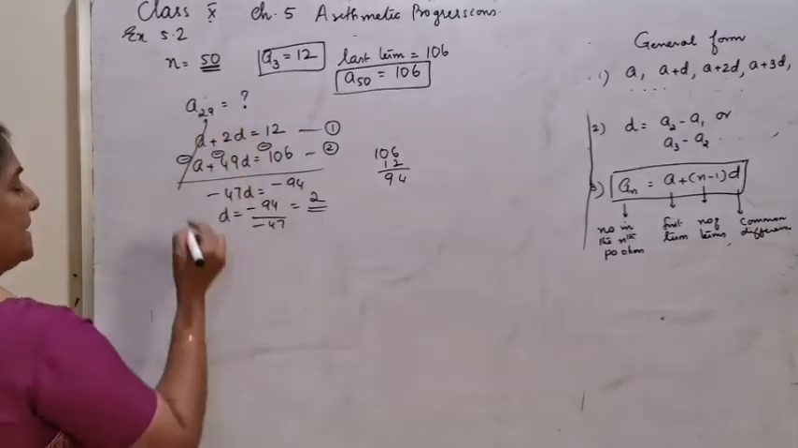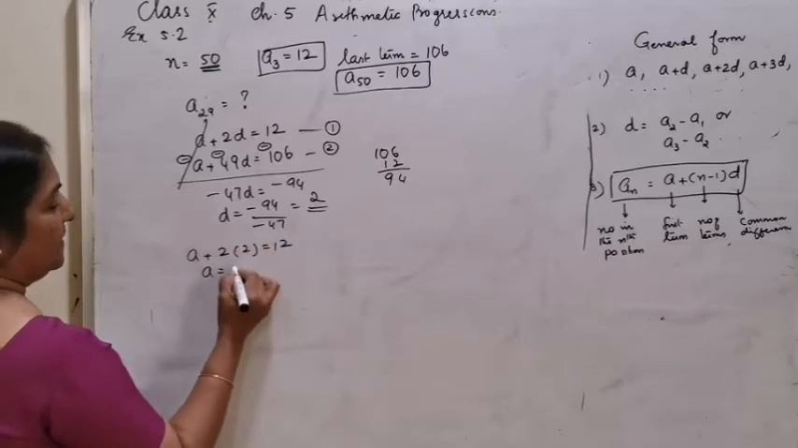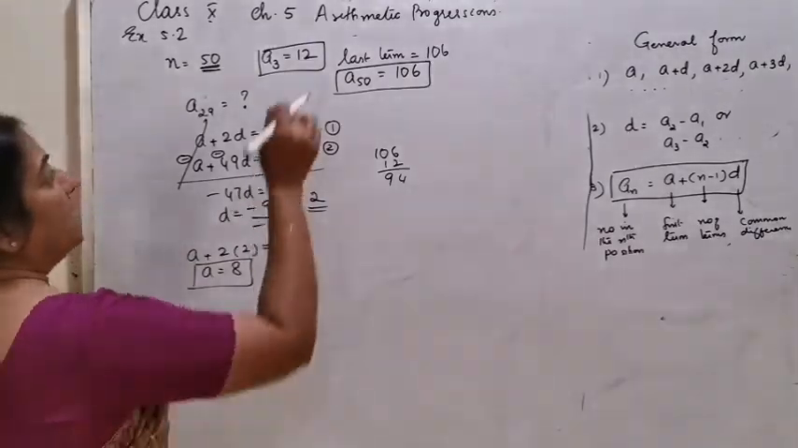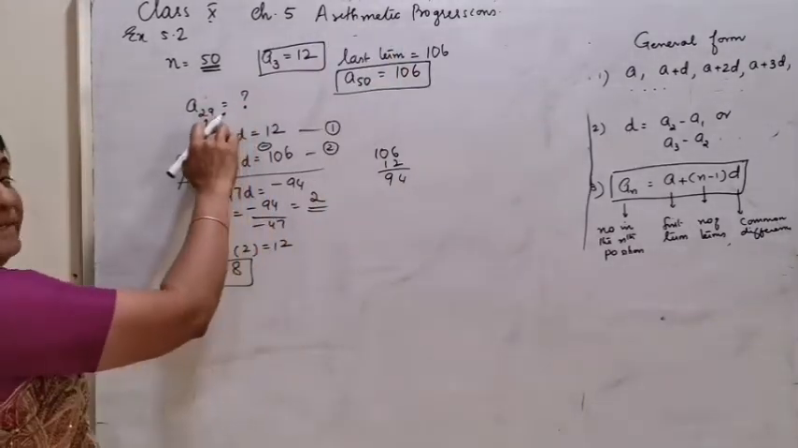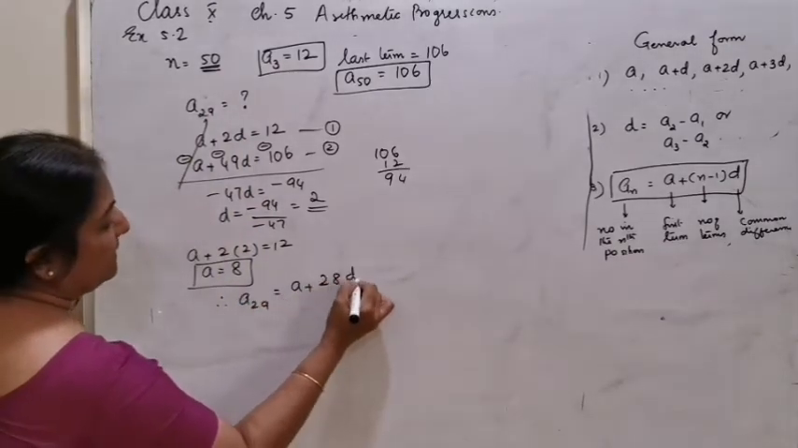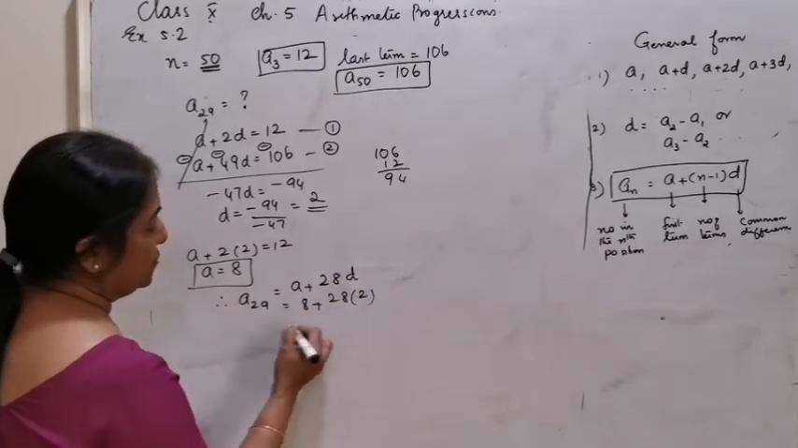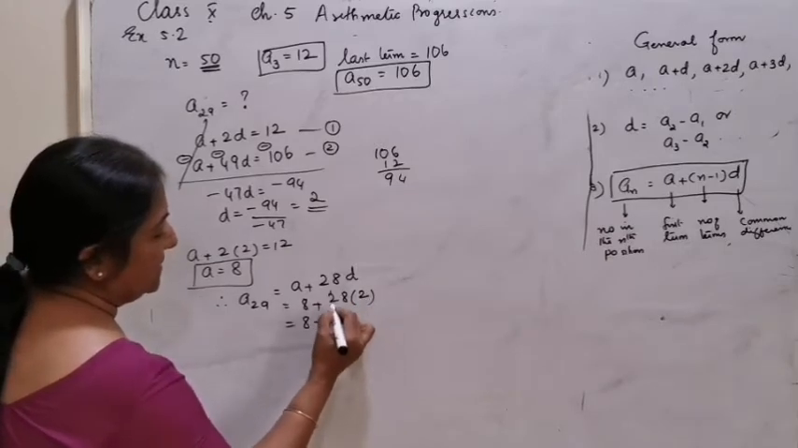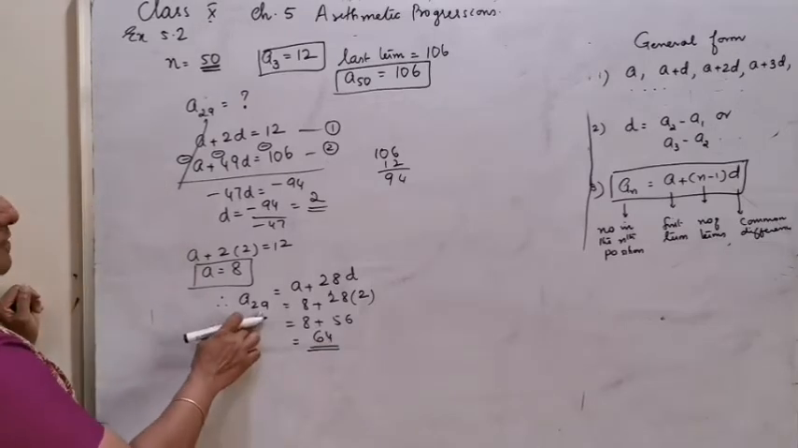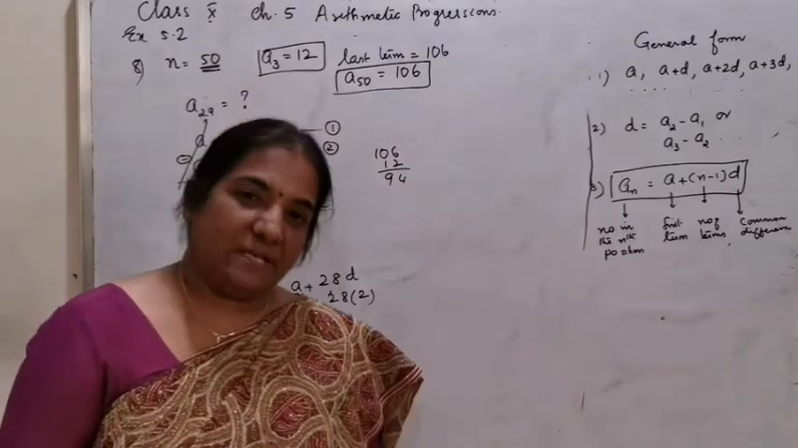Once you get D, substitute in one of the equations. A plus 2 into 2 is equal to 12. A is equal to 12 minus 4, which is 8. You got the value of A, you got the value of D. You are asked to find out A29. Therefore, A29 is equal to, substitute in A plus 28D. The value of A is 8. 8 plus 28 into 2, which is 8 plus 56, which is 64. So the value of the 29th term is 64. That was question number 8.